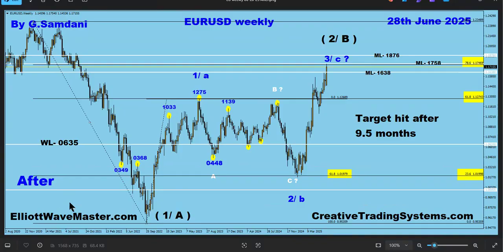So you see, I said we're going to come down from here to here. So we did, and exactly from the same place that I said it is going to bounce, we bounced from there. And yesterday, Friday, we touched this 78% finally after 9.5 months, right? So this is what I always say, that the market is not random.